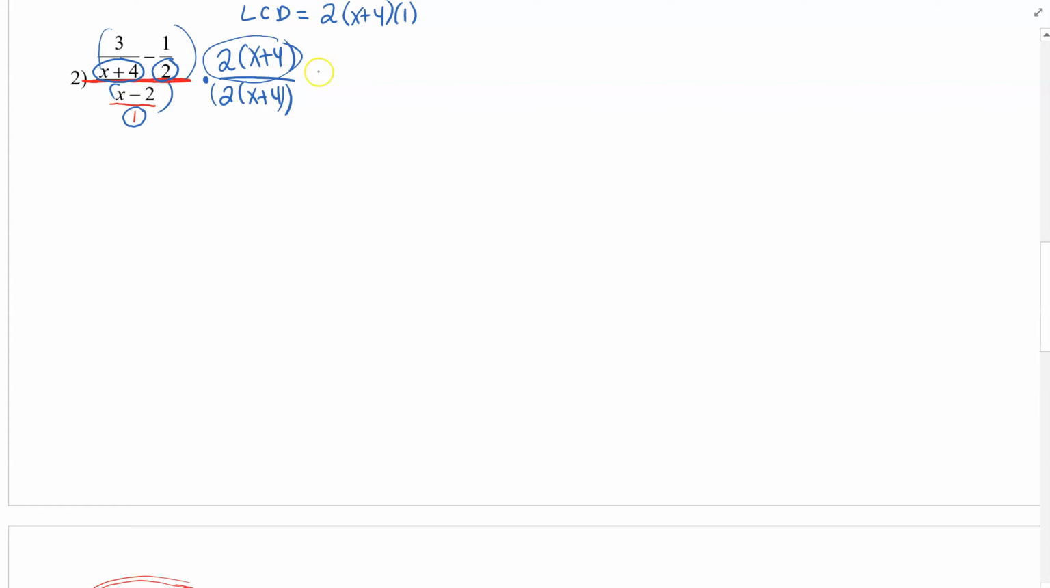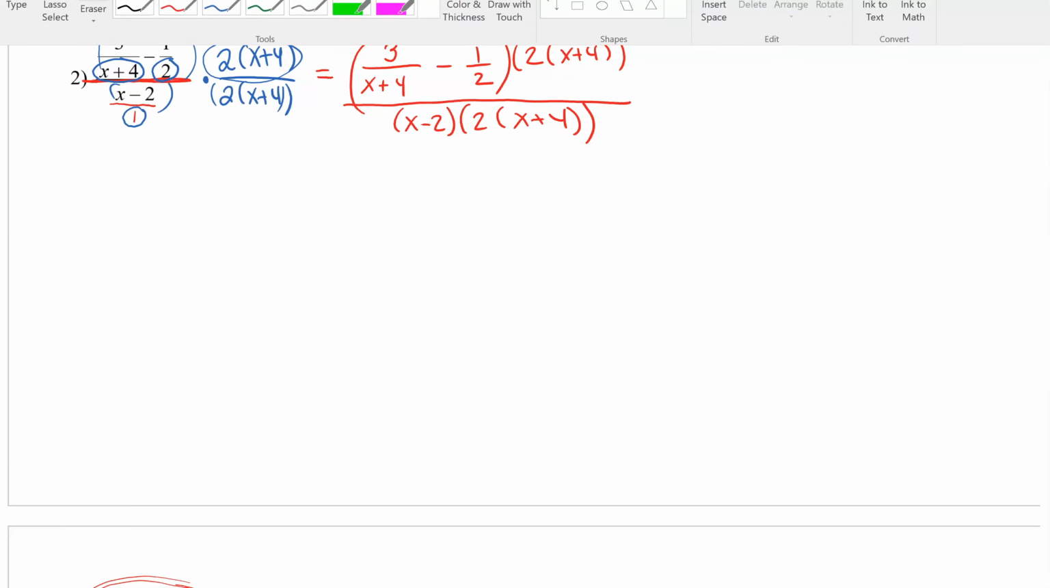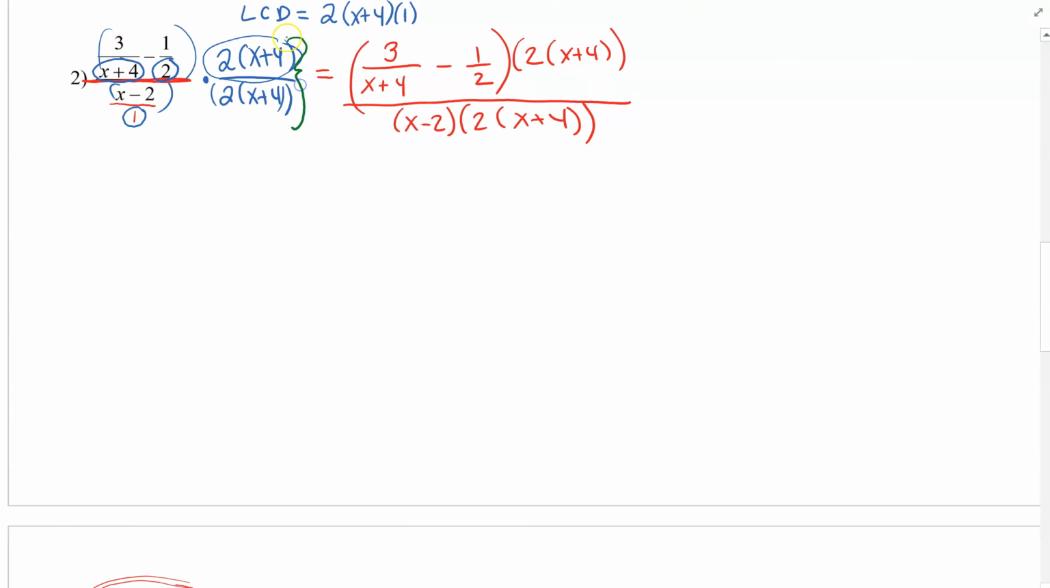So if I write that out carefully, you can see it looks like this. I've got 3 over x plus 4 minus 1 over 2, and that's being multiplied by 2 times x plus 4, all over the denominator of x minus 2, which is being multiplied by, again, 2 times x plus 4. And just as another reminder, the reason why we multiply by the LCD over itself is because really what we're multiplying by is 1. If I multiply this overall expression by 1, I'm not changing its value at all. I'm just changing the look of it. So the eventual answer will be a much simpler version of this, and it will have the same value. So it'll be an equivalent, simpler expression.